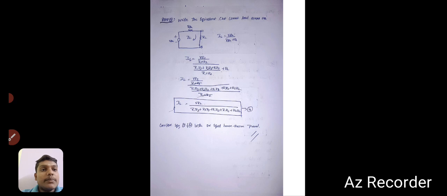Finally, step 3. Write the equivalent circuit and connect the load across AB. Now we have connected the load across AB. Now we get the final equation: IL is equal to V into R2 divided by R1 into R2 plus R2 into R3 plus R1 into R3 plus R1 into RL plus R2 into RL. Let's consider this as equation 4.